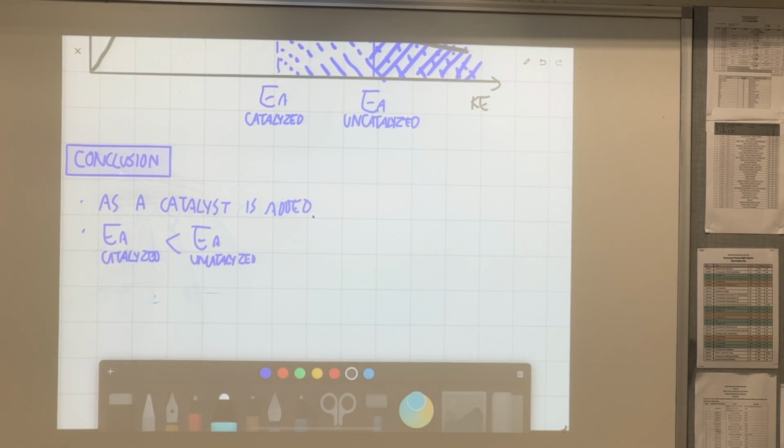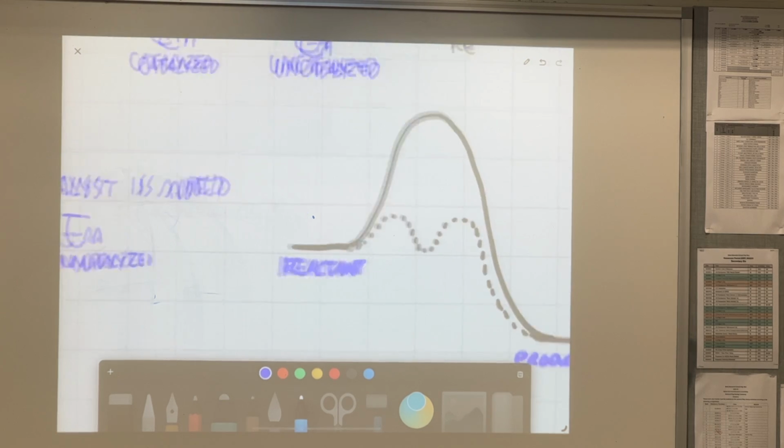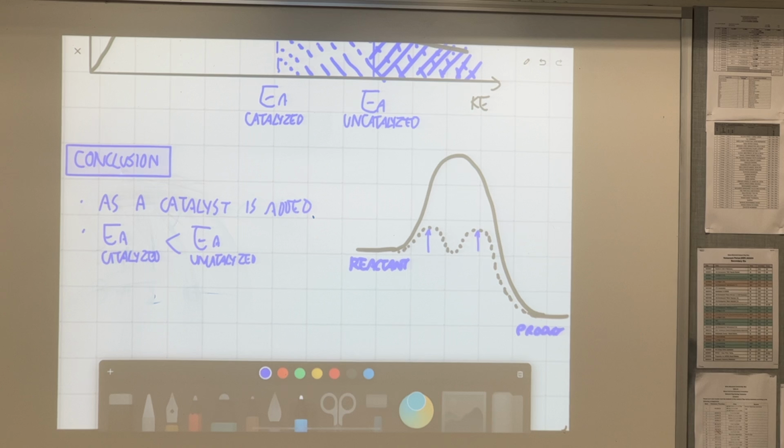Remember, the EA catalyzed will always be lower than the EA uncatalyzed. So this is the catalyzed path. And on the left, you have the reactant, and on the right, you have the product. So you can see that the EA catalyzed, these two, they are both shorter than the EA uncatalyzed, right? Is that clear? Yes? So this is EA uncatalyzed.